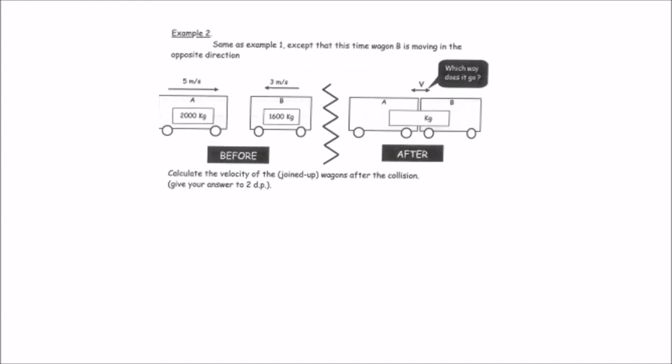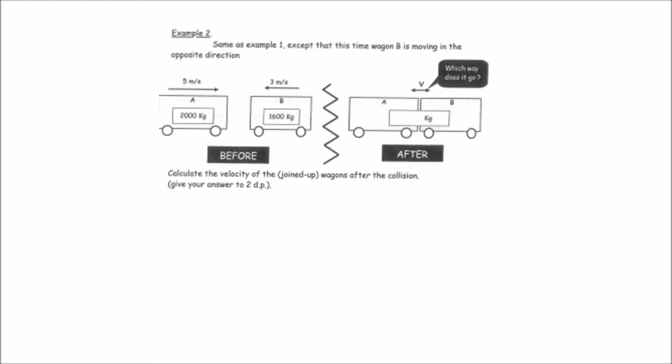Now have a go at this one, please. This time they are colliding head on. So let's call this 5 meters per second as positive velocity and this 3 meters per second as negative. So to work out your total momentum before, you'll multiply these, and subtract them. Again, they coalesce, so you'll have a new combined mass, and then you can work out the final velocity.